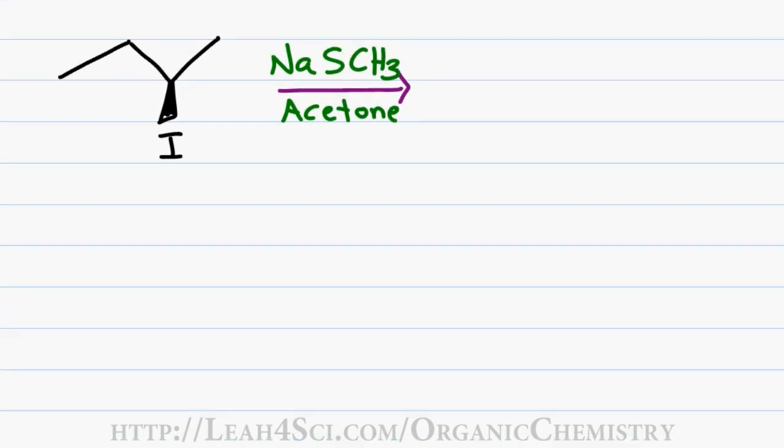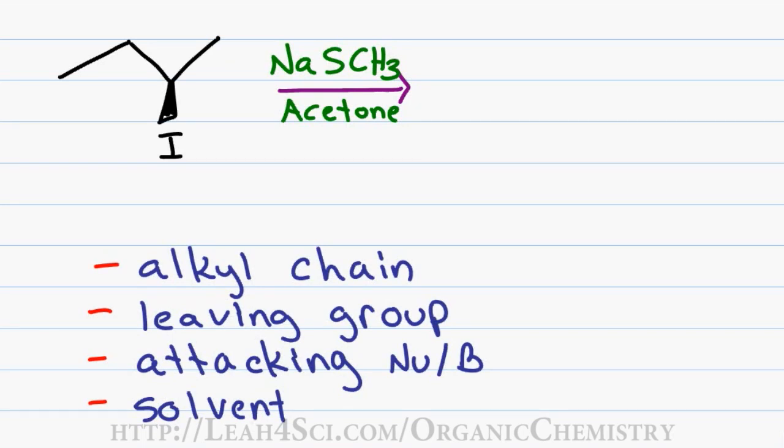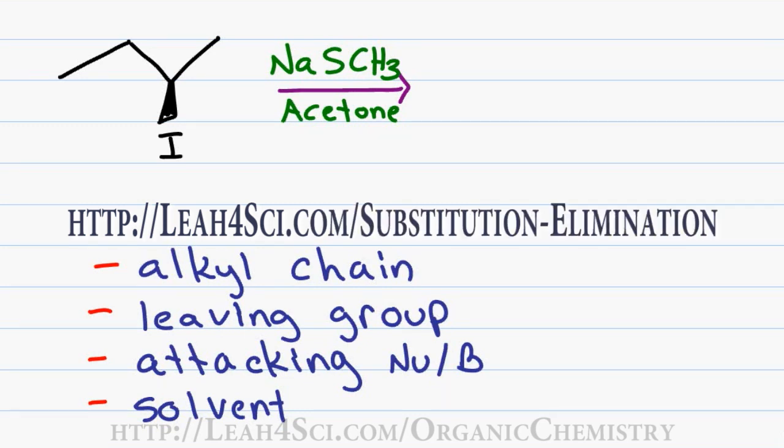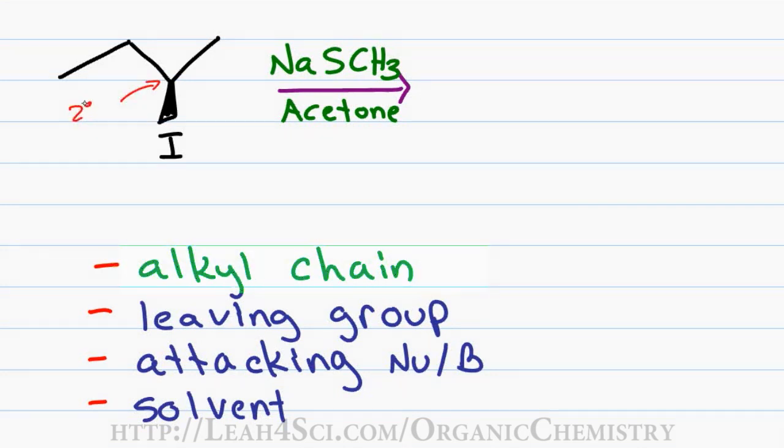But first, let's determine that an SN2 reaction can take place by analyzing the alkyl chain, leaving group, attacking nucleophile, and solvent. You can find detailed videos showing you what to look for in each of these scenarios by visiting my website, Leah4sci.com/substitution-elimination.